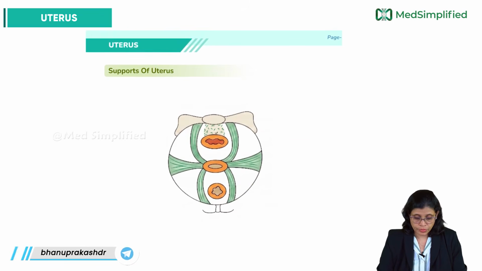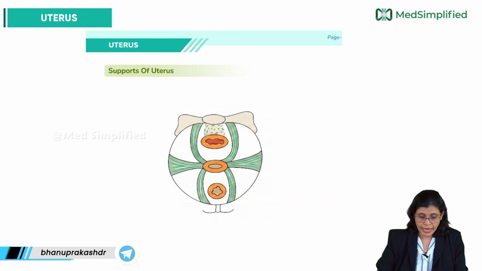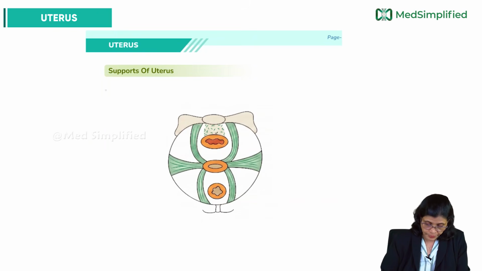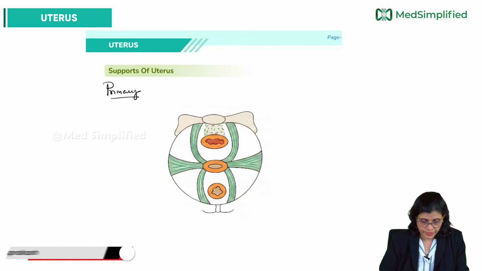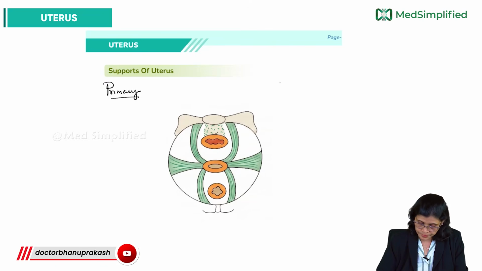Next we move on to the supports of the uterus. The supports of the uterus are basically formed by four structures. We have the primary supports as well as the secondary supports.